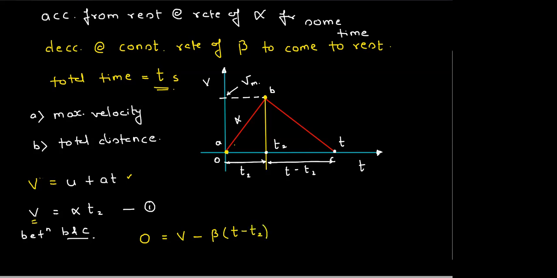T minus T2. Okay, see, again, whenever I ask something, unless there is a discussion or there is a doubt from your side, please do not speak. Then why are others attending classes? If you tell the answer to everyone, you should type it out.